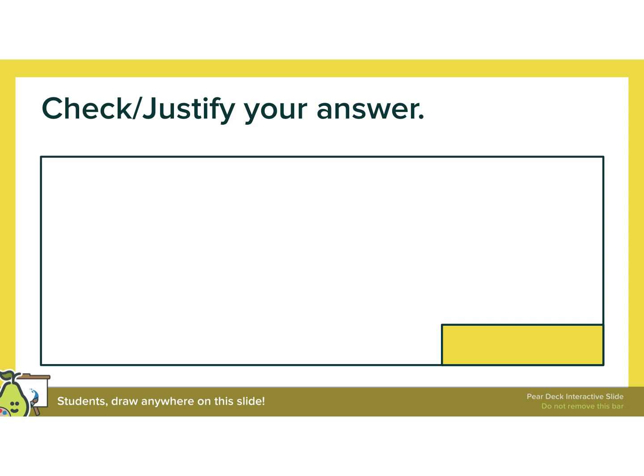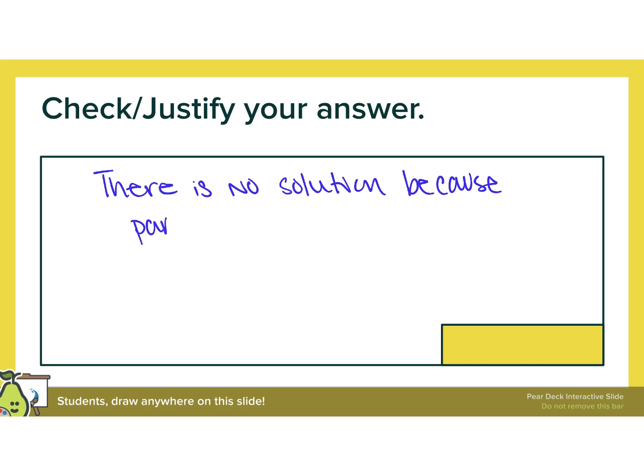On this next slide, we can't check the answer because there is no answer, but we can justify it. Justify means, why is there no solution? So there is no solution because parallel lines never intersect. And that's it. On to the next practice problem.